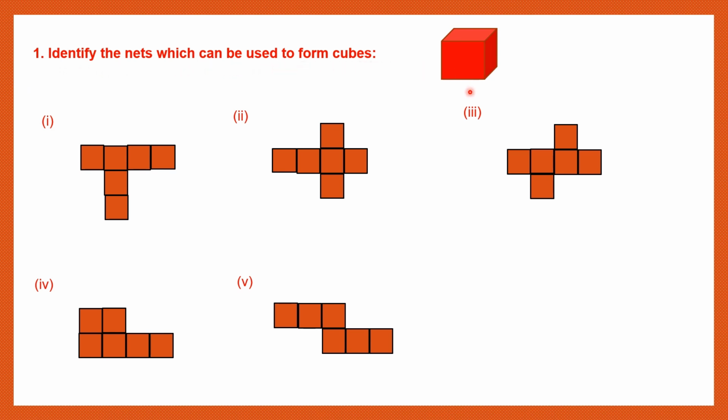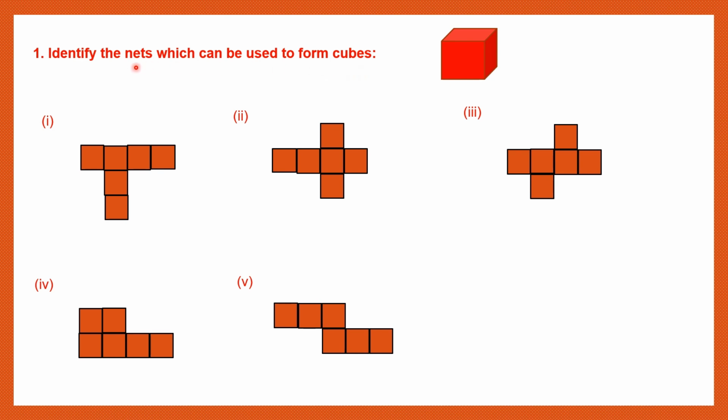Now this is a cube. And what is a cube? It is a three-dimensional shape. It can be solid or it can be hollowed, and it has 6 equal squares. Okay, all sides are equal. This is the length, this is the breadth, and this is the height. All sides will be equal in a cube.